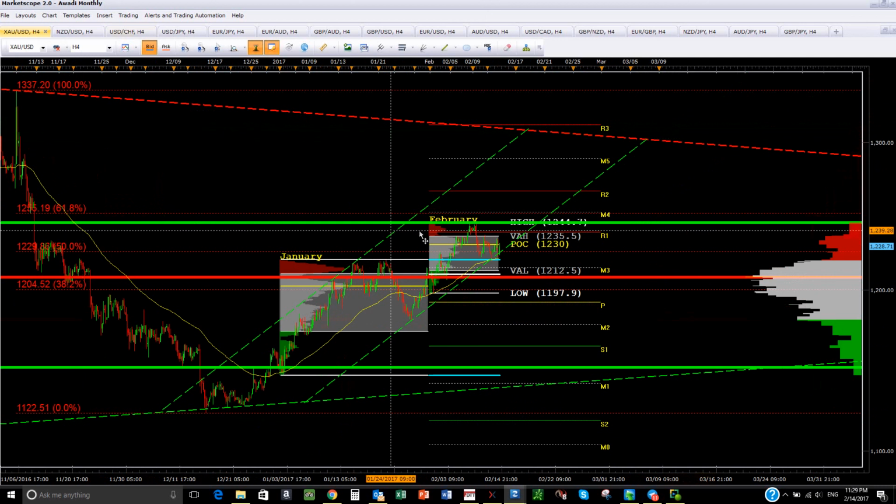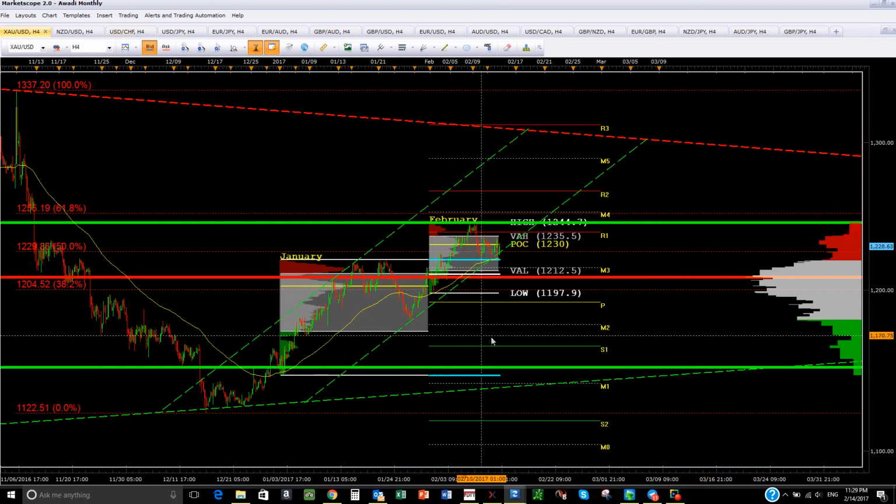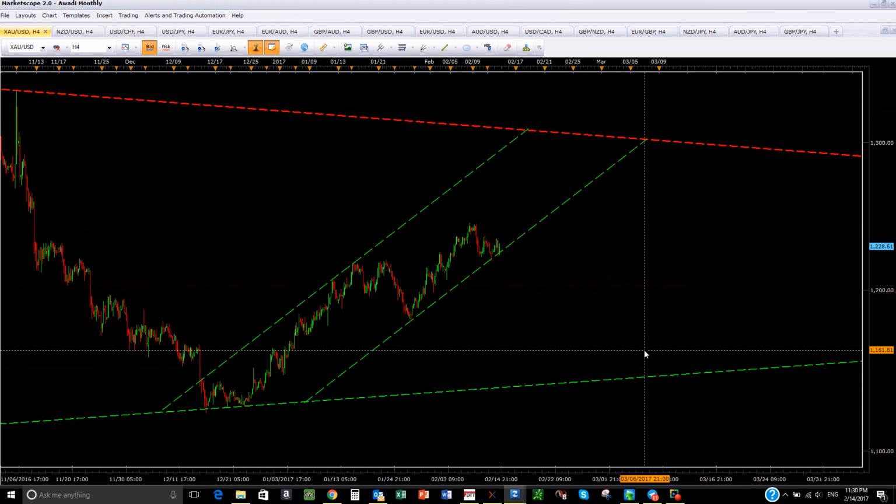So again, this is the simple way of my analysis for the channel and the support and resistance line. As I said, I don't like to draw so many lines in my chart. I like to be simple.